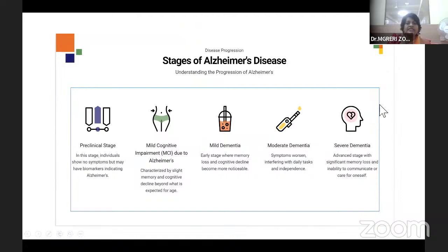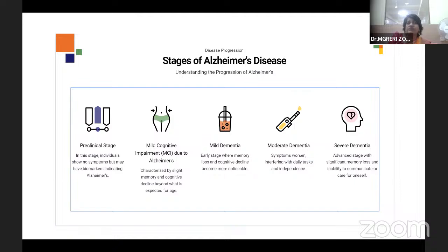So what are the stages of Alzheimer's disease? When we talk about Alzheimer's disease, we should also understand the progression of the disease. Like every disease or disorder, it has a preclinical stage, a mild stage, and a severe stage. So what is the preclinical stage?